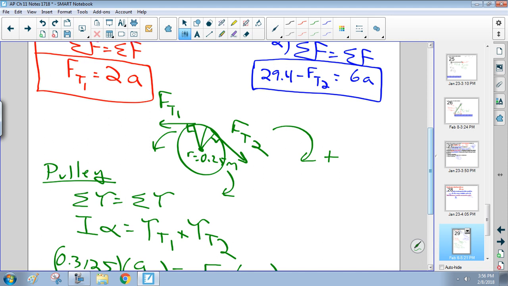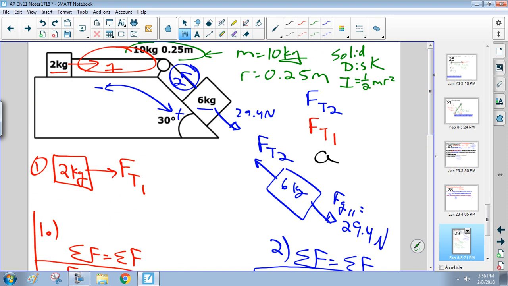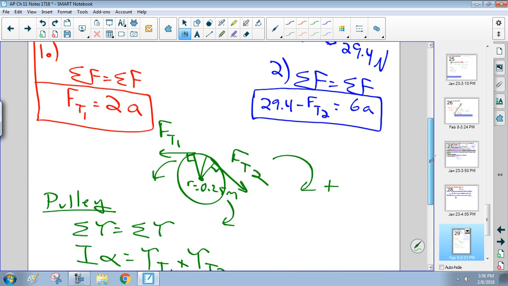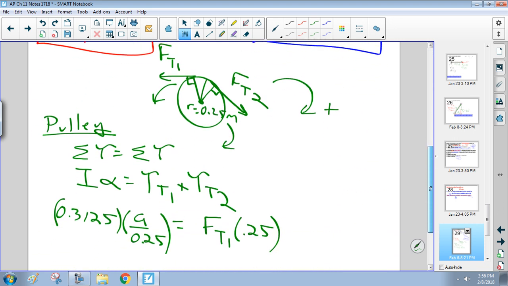Okay, because I need my angular acceleration. Remember when we did this up here, we said that this way was positive. So any torque contributing to motion that way, we need to call positive, because of this arbitrary system I set up here. So this one's going to be the positive one. This one's going to be the negative one. So this is negative plus the force of tension 2 times its lever arm, which is also 0.25 meters.